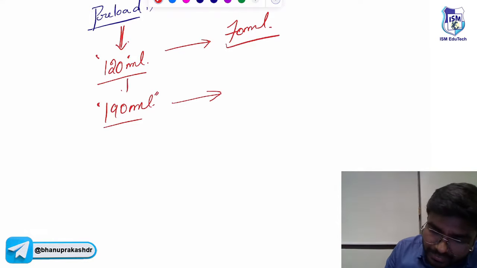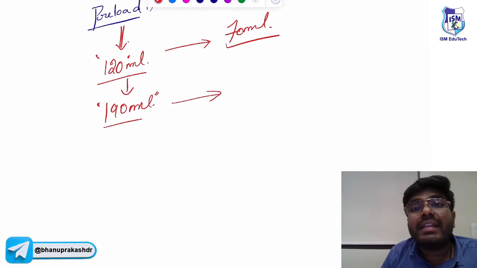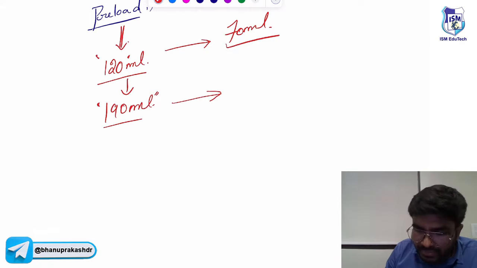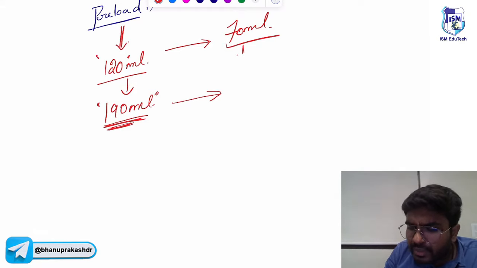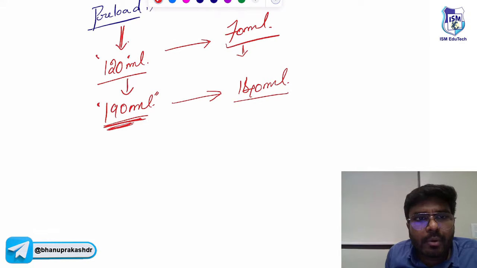Now, what I have done? I have increased the preload. I have increased the end-diastolic volume. If I increase the end-diastolic volume, what should happen to the stroke volume? Do you think the same 70 ml will come out? No, sir. Now, instead of 70 ml, 140 ml will come out.